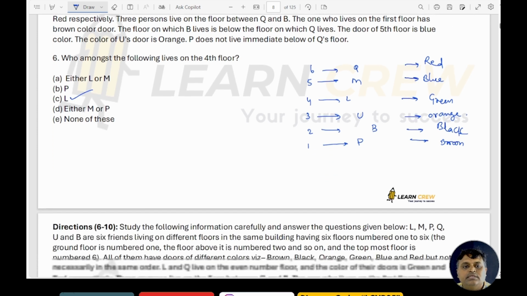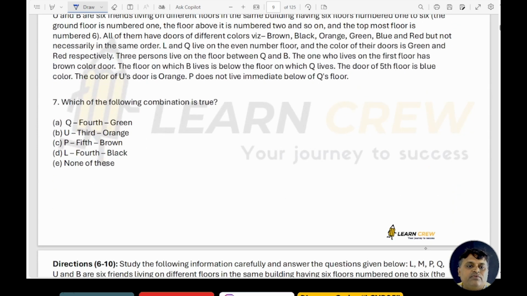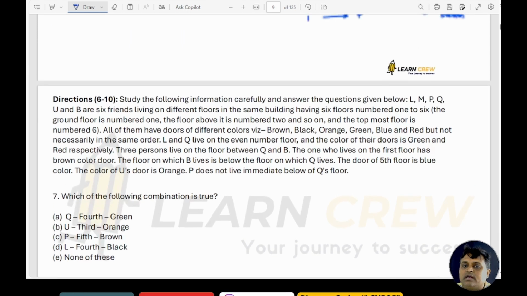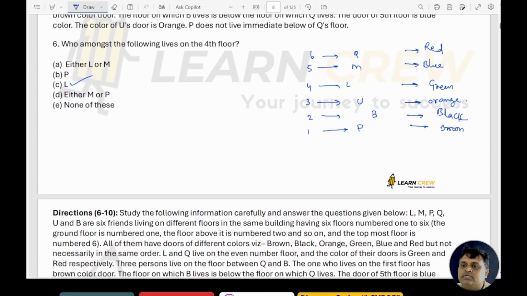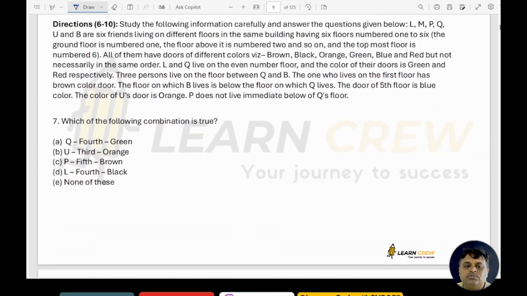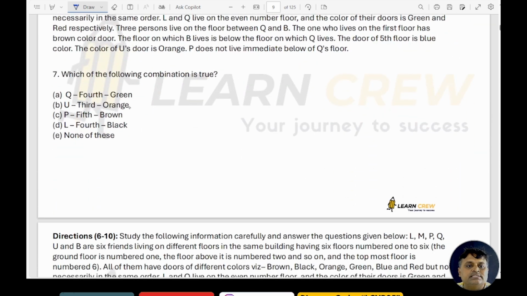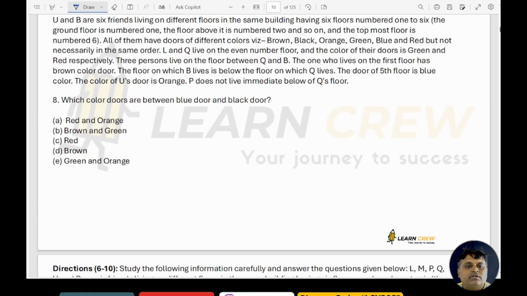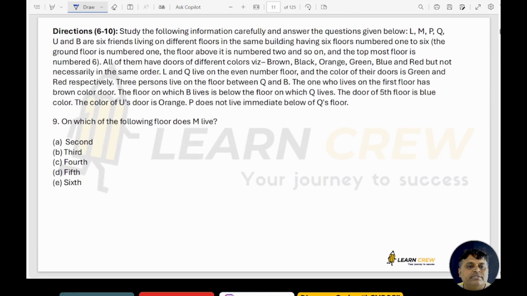Then seventh one. Which of the following combinations is correct? So already we have done U3 orange is correct. Next, eighth one. Which color dots are between blue and black? Between blue and black, you have green and orange. Option E.